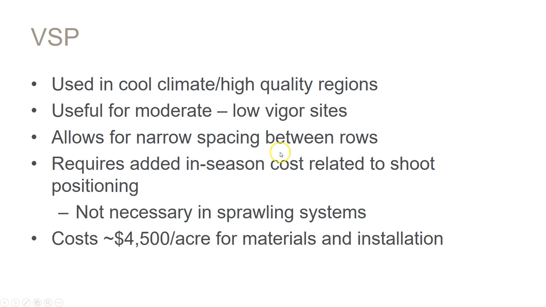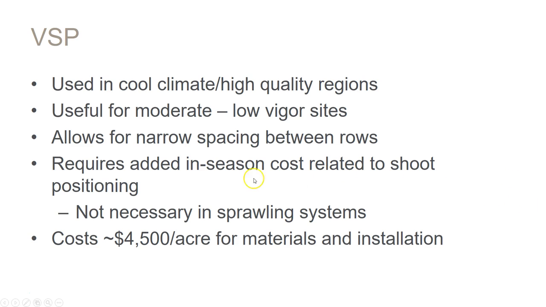It does allow for narrow spacing between rows. Remember, with trellising, we always try to do a 1-to-1 ratio. So it's the canopy height to row width. So if the canopy is 7 feet high, then the row width should be no shorter than 7 feet. And that's so that we don't get a bunch of shading from one canopy into the fruit zone of the other.